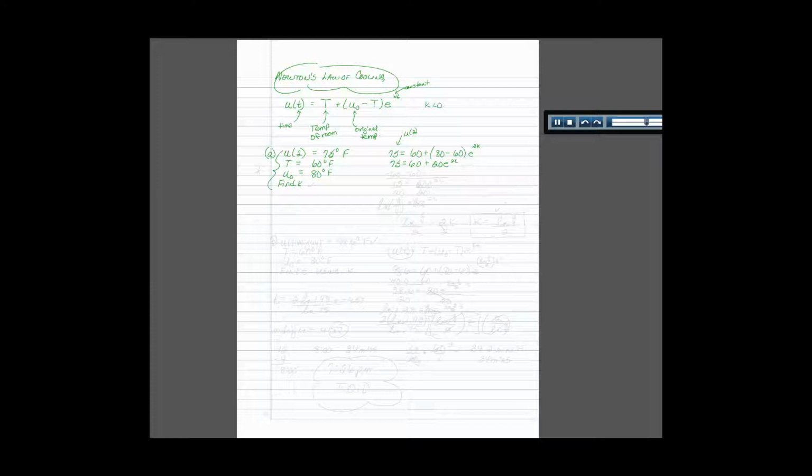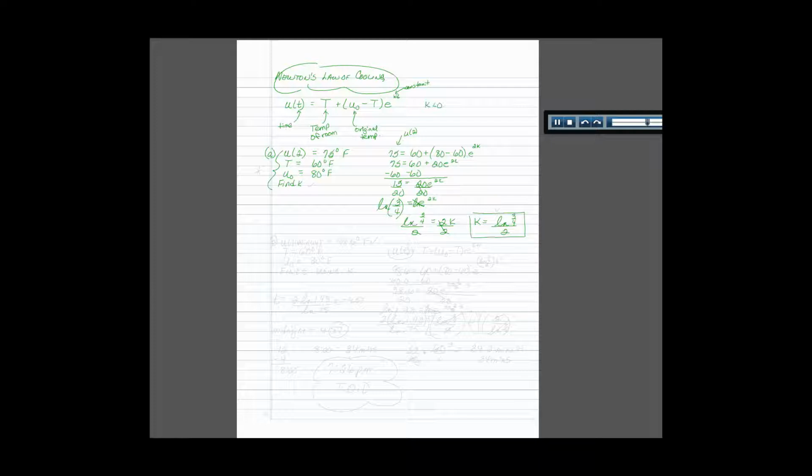So I've got 75 equals 60 plus 20e to the 2k. I'm going to subtract 60 from both sides, and I have 15 equals 20e to the 2k. Divide by 20, and 15 divided by 20 is 3/4. So 3/4, or 0.75, equals e to the 2k. Take the ln of both sides to make the e go away. ln of 3/4, or 0.75, however you want to think about it, I'm going to leave it like that, equals 2k. Well, I want k, so we're now going to divide by 2. And you get k is equal to ln of 3/4 all divided by 2.